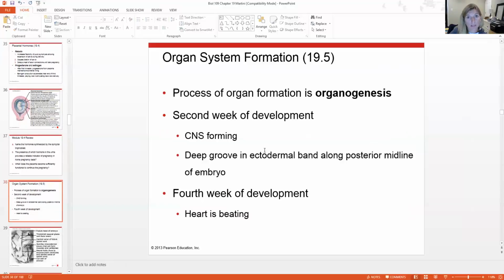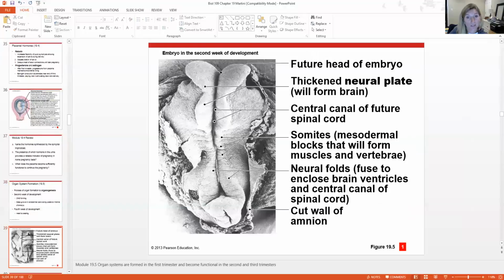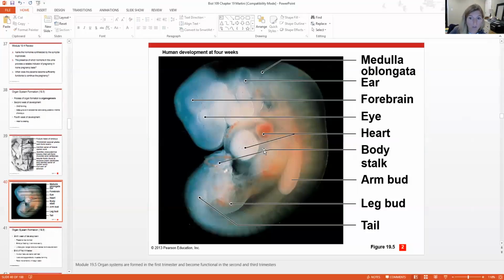Let's talk about how organ systems are created. It's a process called organogenesis. In the second week of development, the central nervous system is forming. There's a deep groove in the ectodermal band along the posterior midline of the embryo, and by the fourth week of development, the heart is beating. Of course, it's not an actual heart like we know it, but the cells are starting to contract. So it's so cool. There's the heart, basics of neural tissue, eyes beginning to form.